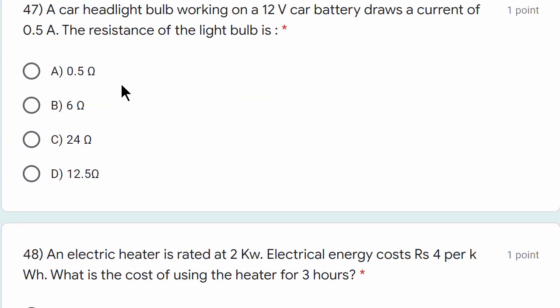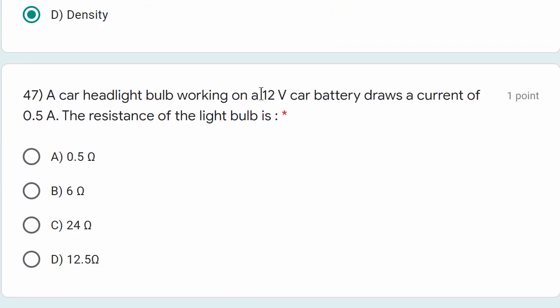This is an Ohm's law question. It says a car headlight bulb is working on 12 volt battery. So 12 volt is the potential difference and the current is 0.5 ampere. Current is 0.5 ampere, 12 volt. So what is the resistance? So how do you find that? You divide voltage by current and that will give you 24 ohms.